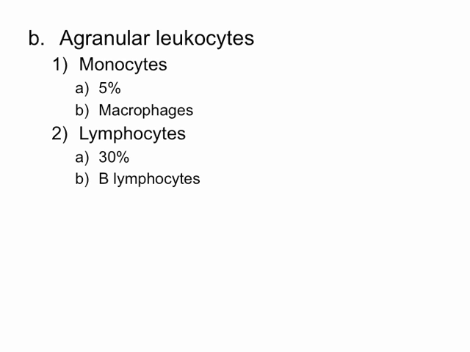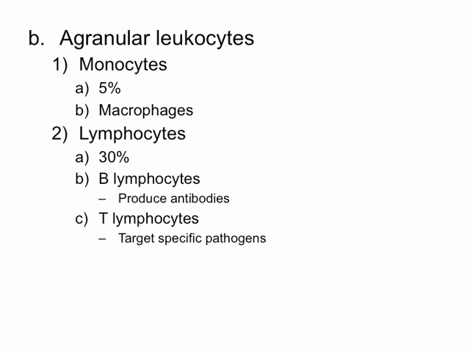We have two different types of lymphocytes. There's something called a B lymphocyte. These are going to produce antibodies. And there's a T lymphocyte as well. T lymphocytes are going to target specific pathogens.